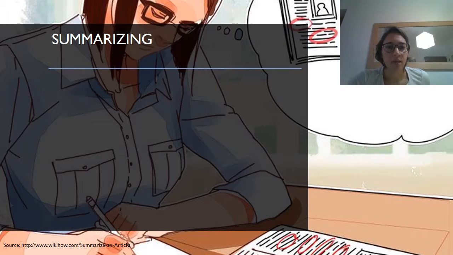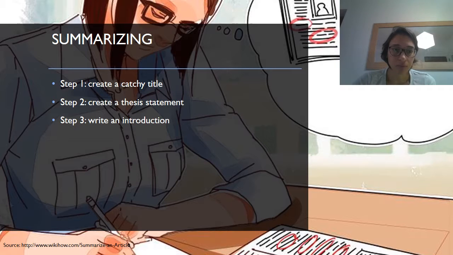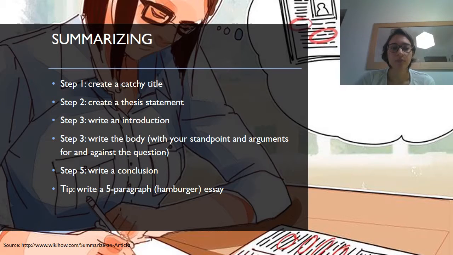Well, so that's it. Summarizing what we have said so far. So step 1, create a catchy title. Again, you don't have to do it first. Step 2, create a thesis statement. Very important. Then you write the introduction. Then you write the body with your standpoint and arguments for and against the question. Step 5, write a conclusion. And the ultimate tip, write a 5-paragraph essay. Remember the hamburger, the picture of the hamburger. It will be quite easy for you to remember.